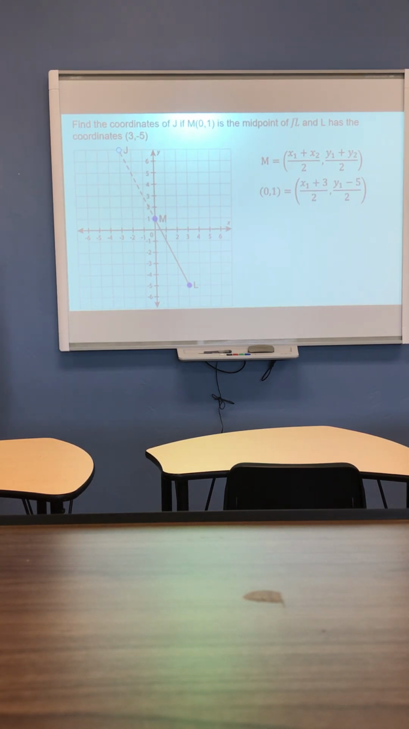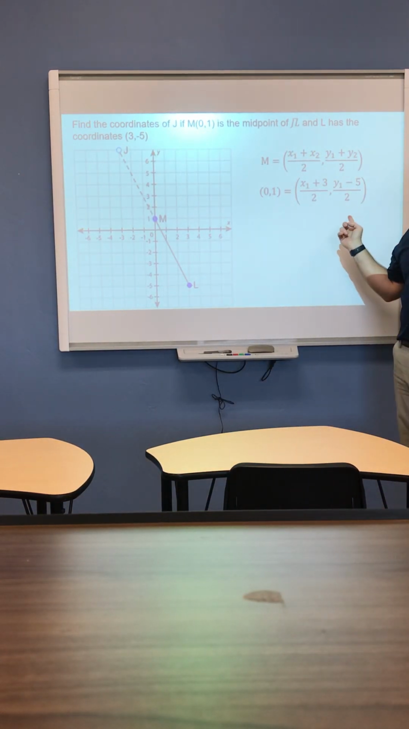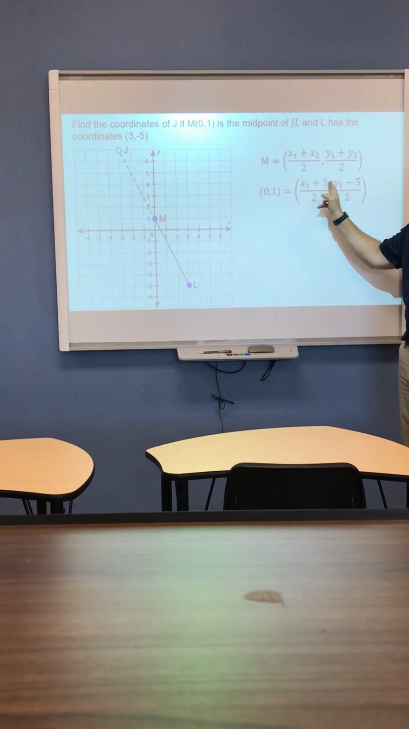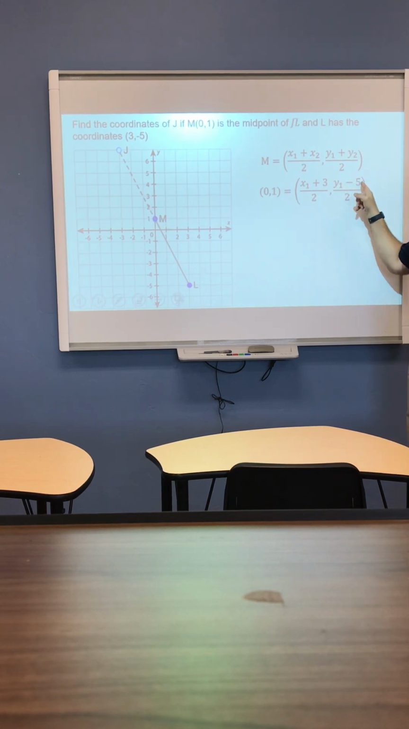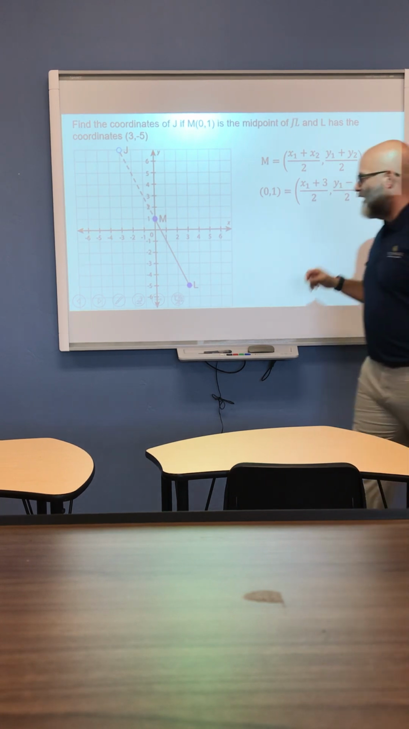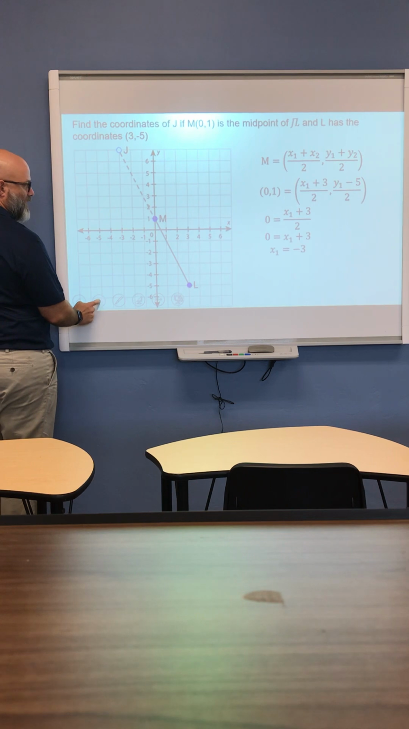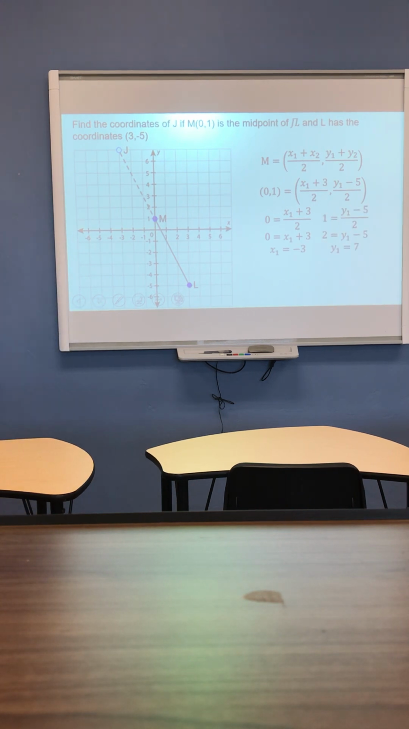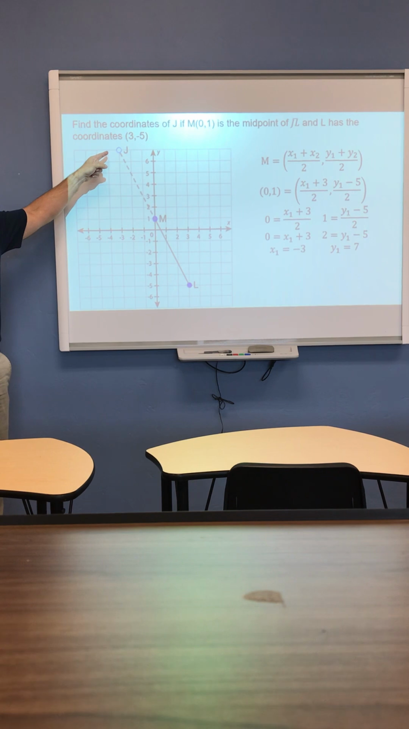Great, now what? This looks like one equation, but really it's 2 equations. It's 0 equals x1 plus 3 over 2, and 1 equals y1 minus 5 over 2. So you gotta create 2 equations here. First equation, second equation. Now are you done? Yeah, you're done now, because you have the x1 and y1 coordinates of what ordered pair?